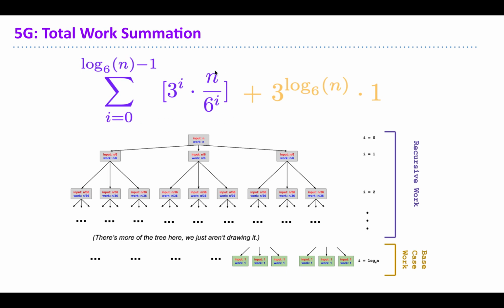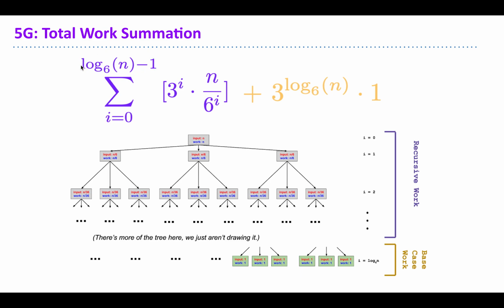Now we want to know the total amount of work done by the recursive levels. Given a recursive level i, we have this expression from 5D that says this is the total amount of work for the ith recursive level. Now we want to sum all of the recursive levels up. Remember the summation has a starting and an ending bound, and each time i increments by 1. We start at i equals 0, because we start at the root. Again, this expression works for any level in our tree, starting from 0.